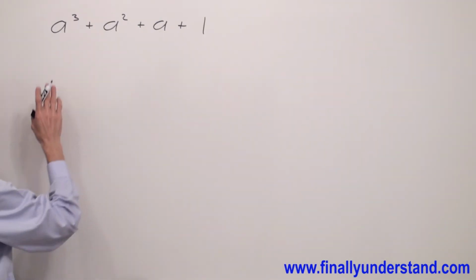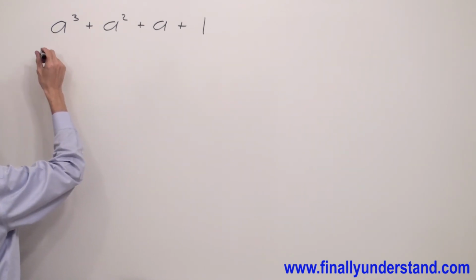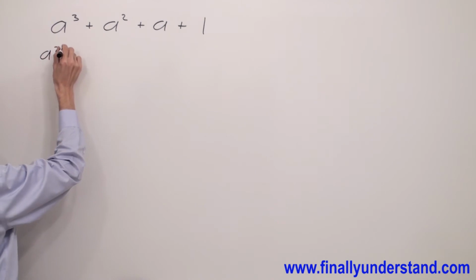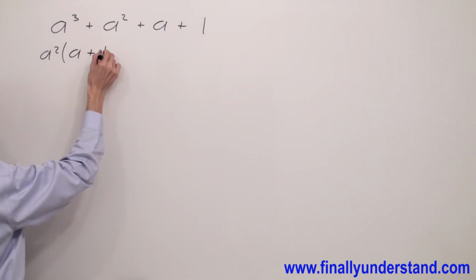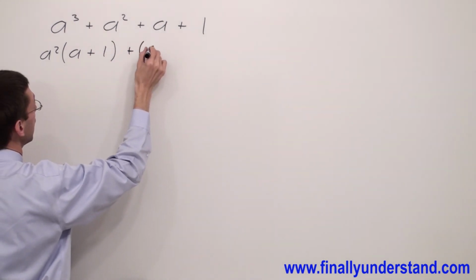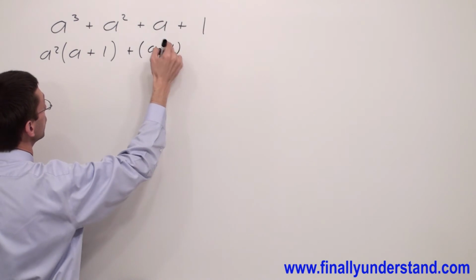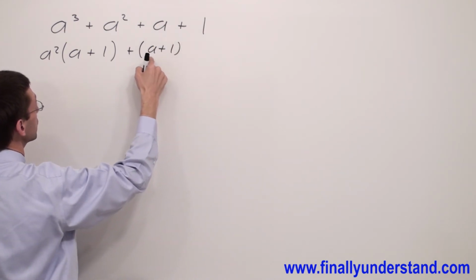This time, we'll factorize a squared from first two terms. I have a squared, and inside of the parentheses, I'm going to have a plus 1, plus a plus 1. I'm going to write these two terms inside of the parentheses.